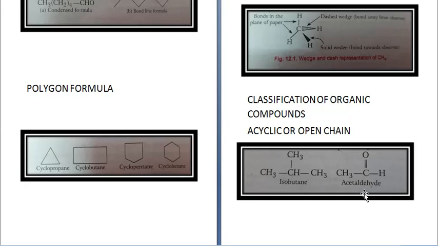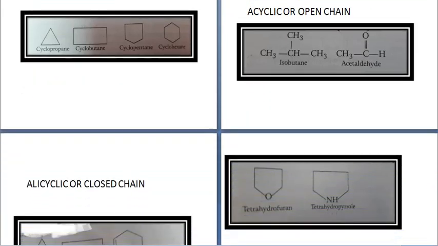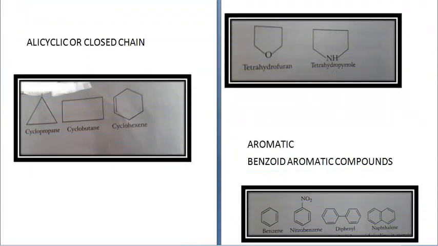So the chain can be straight or they can be branched. All right. Next type of organic compound is called as alicyclic or closed chain. These are aliphatic cyclic compounds. They are of two types.